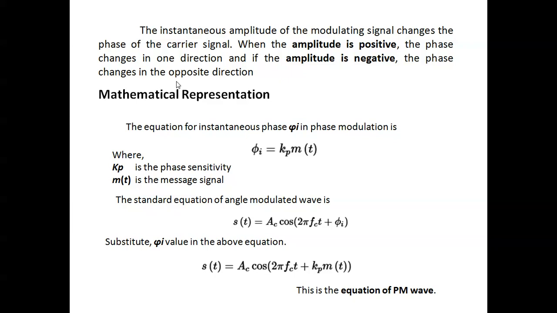Okay, so this equation is a representation of the phase modulation waveform. Instead of drawing the phase modulation output waveform, the modulated waveform, we can write the equation. So this is the equation: s of t equals Ac cos(2 pi fc t plus kp m of t). This is the equation of the PM waveform.